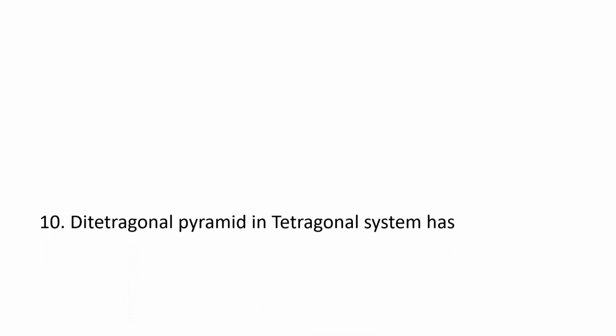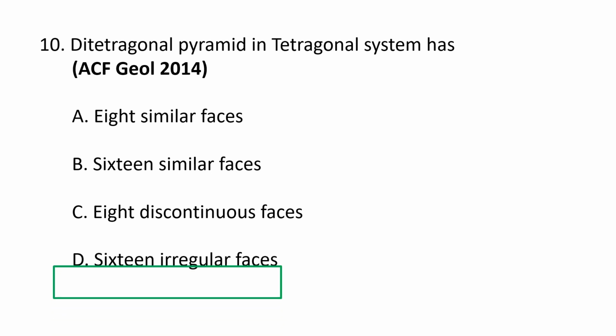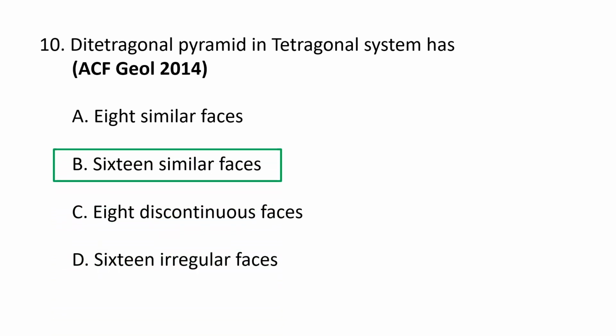Next question. Ditetragonal pyramid in tetragonal system has A. 8 similar faces, B. 16 similar faces, C. 8 discontinuous faces, D. 16 irregular faces. So ditetragonal pyramid in tetragonal system has 16 similar faces. And the ditetragonal pyramid has 16 faces. These are oriented such that each of them intersects all 3 axes at different distances. B is the correct option.